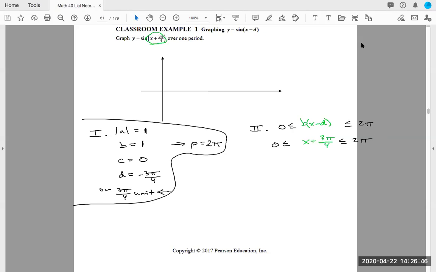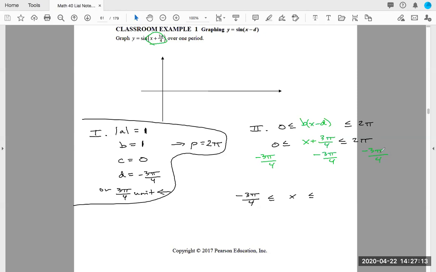Now we need to isolate x, so we're going to subtract 3 pi over 4 everywhere, on the ends and in the middle. It's going to be pretty nice on the 0 side. It's just going to come out to negative 3 pi over 4, and x in the middle.